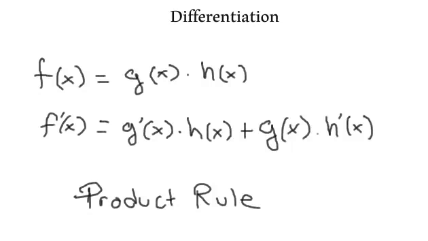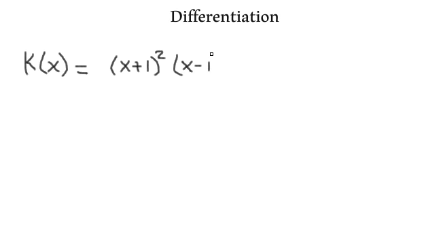Alright, product rule. Let's work another example of the product rule. Okay, let's say that we had k of x is equal to (x plus 1) squared times (x minus 1) squared. And we are asked to find the derivative. So we're going to use the product rule.